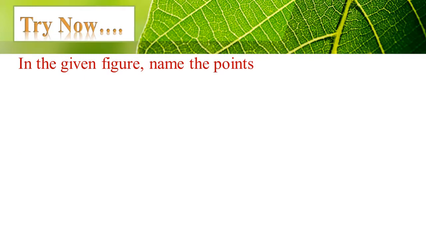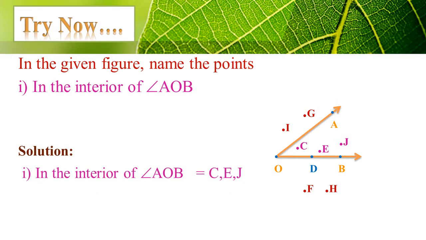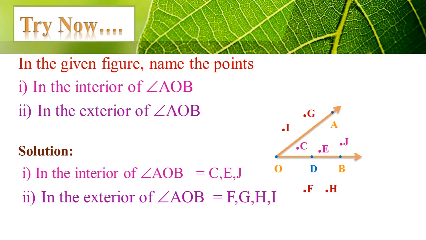Let us try now. In the given figure, name the points. First one, in the interior of angle AOB. Solution: in the interior of angle AOB equals C, E, J. The points lie between the arms. Then second one, in the exterior of angle AOB. Exterior means those points lie outside the arms, isn't it? Yes. Now you can write, in the exterior of angle AOB equals F, G, H and I.